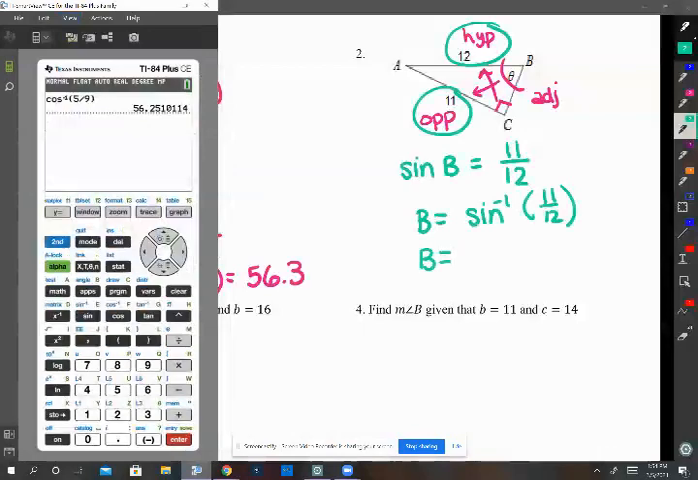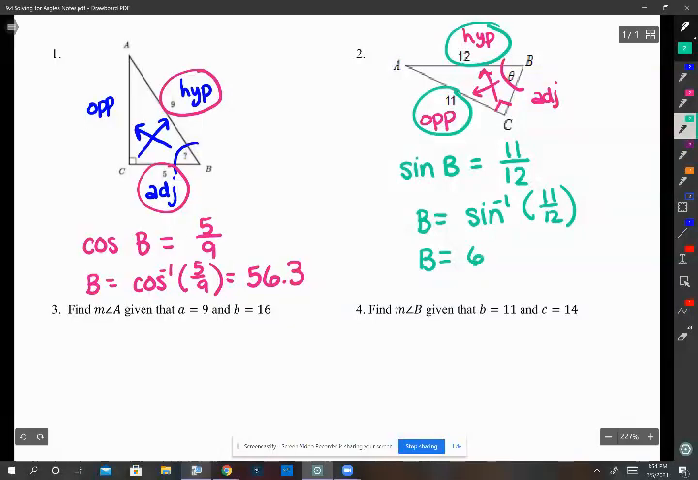All right. So then we've got our small chart, and we're going to go second sine, and we're going to do 11 over 12. And so we get 66.4. And so that would be our angle measure.